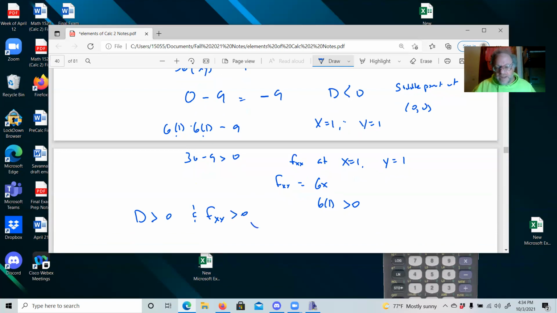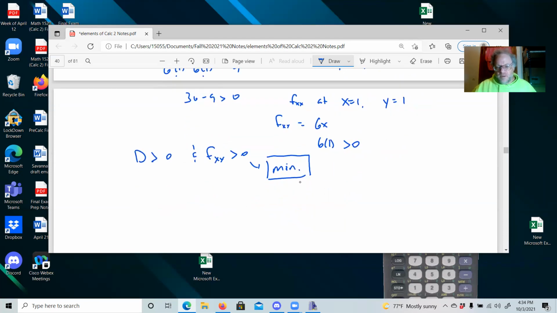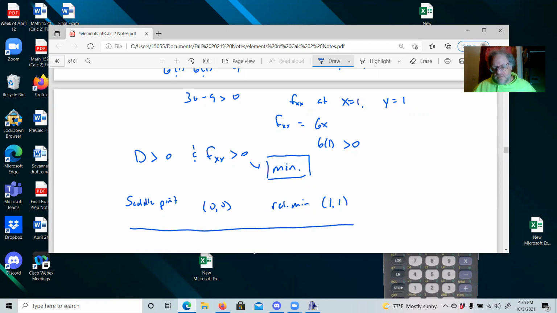Well, when that happens, we have a relative minimum. It's not an absolute min, it's a relative minimum. You will find numbers that can be lower, but this is our relative min. So we have two extrema points. We have the saddle point at 0, 0. We have a relative min at 1, 1. That would be our solution for this.